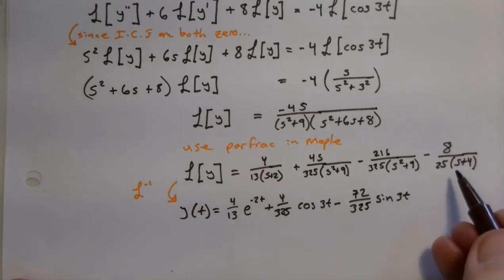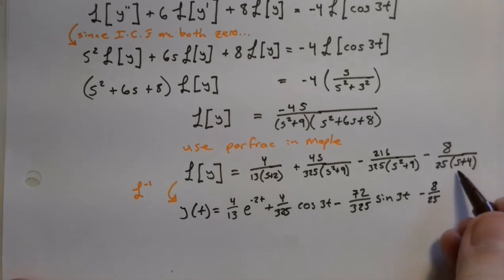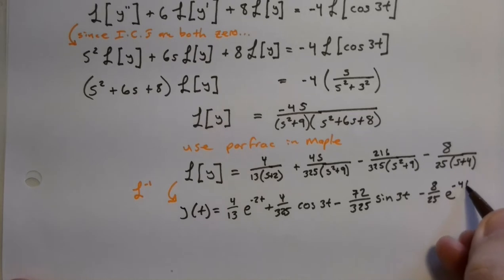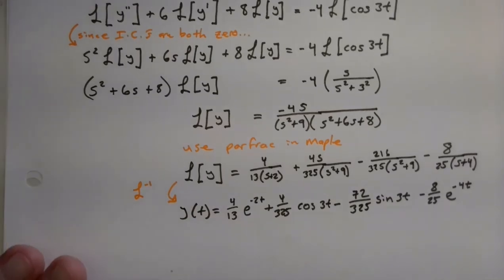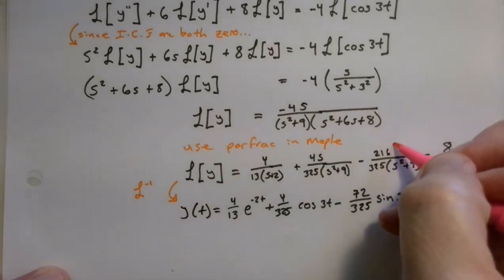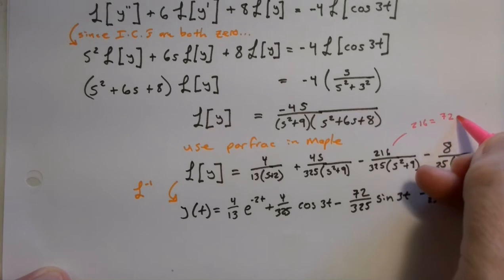And then our last term here is going to be 8 over 25, so minus 8 over 25 times, this just becomes, when I inverse Laplace, e to the minus 4t. And again, don't take my word for it. You can go piece by piece, and you should be able to decode each one of those terms using the tables, because each one of these is totally a table situation. So the one note that I had forgotten to make to myself here is that 216 is the same thing as 72 times 3.